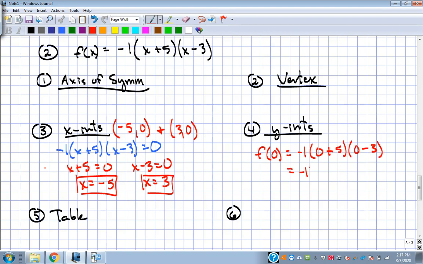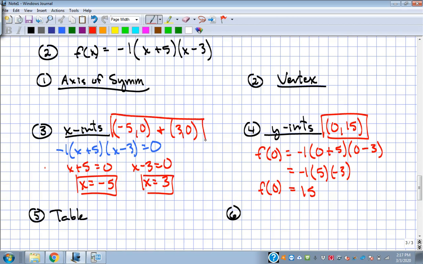So that's going to be -1 times 5 times -3. What's my y-intercept? What's -1 times 5? It'd be -5 times -3 is positive 15. 0, 15. Now I found my intercepts.